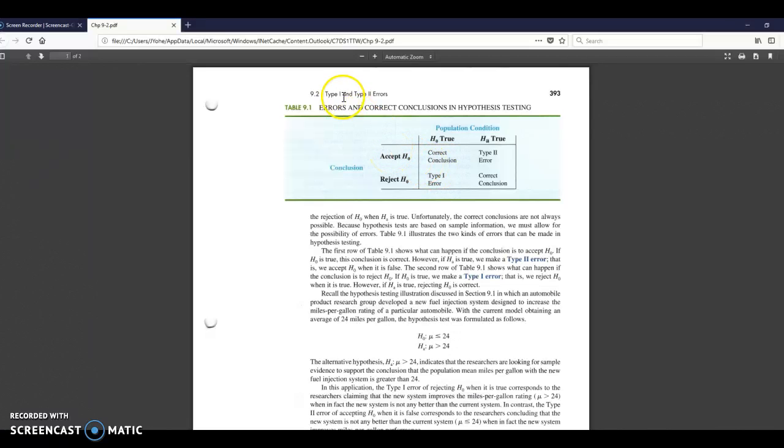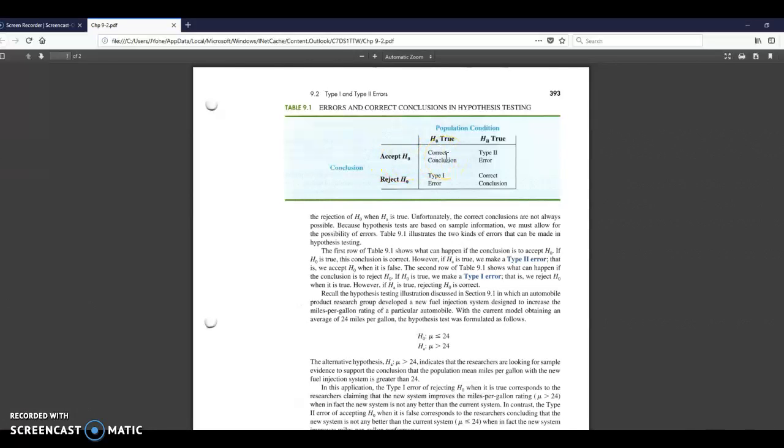If you look at this table on page 393, you can see here that we have the population condition. So this is what's true. Either H naught is true or the alternative hypothesis is true. And then we have the results of our hypothesis test where we accept H naught or reject H naught. This first condition right here is where H naught is true and we conclude to accept H naught.